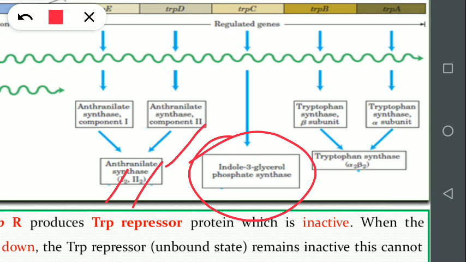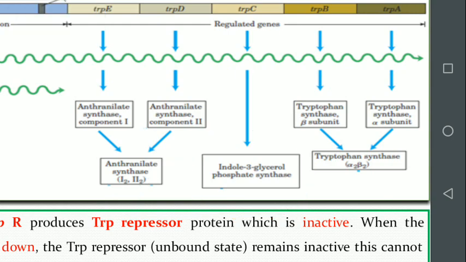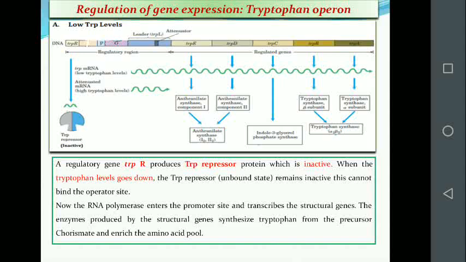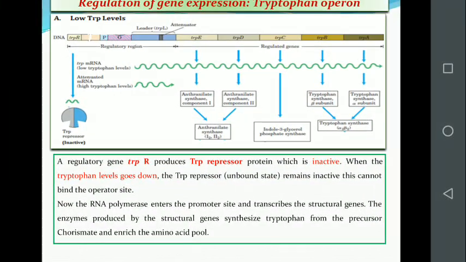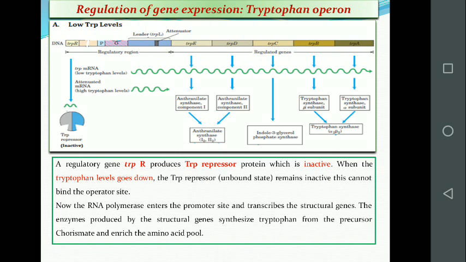So now these three enzymes participate in the biosynthesis of tryptophan, which will lead to the formation of tryptophan from chorismate, like we have seen in the earlier slides, that the chorismate becomes tryptophan in the tryptophan biosynthetic pathway. So this is the regulation that takes place at low level of tryptophan.